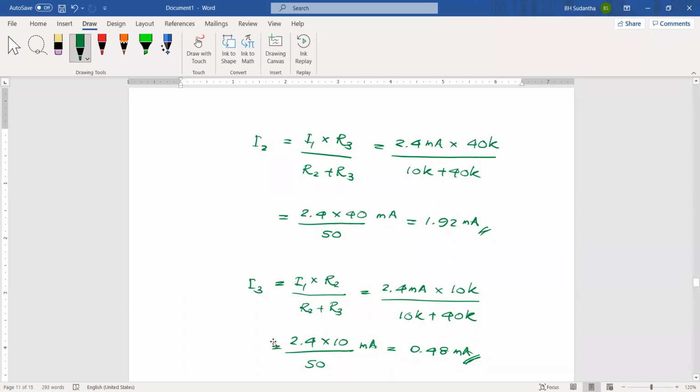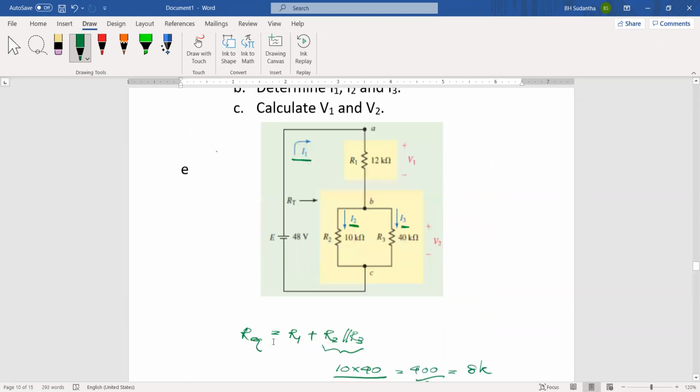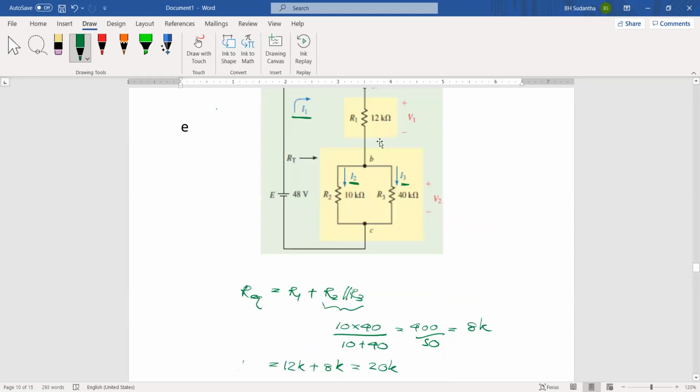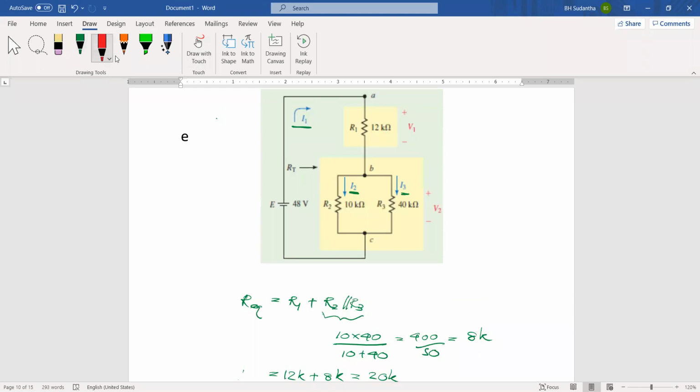Okay. Then to find voltages, calculate V1 and V2. V1 is the voltage across this part, V2 is the voltage across this. To find this one, we can apply the voltage dividing rule, because this voltage is V1 and across these two resistors we have V2. If we consider this voltage V, V1 equals V times 12K, when the equivalent resistance of this part is 8K.